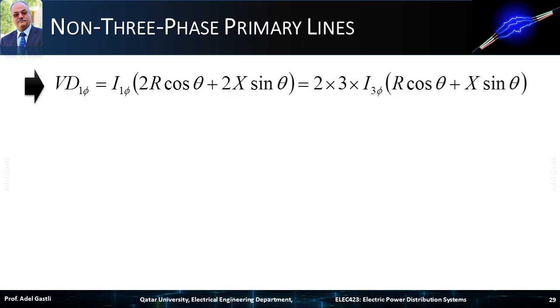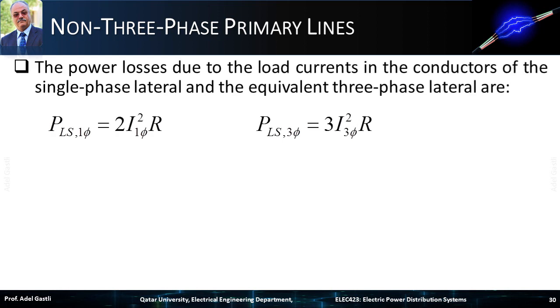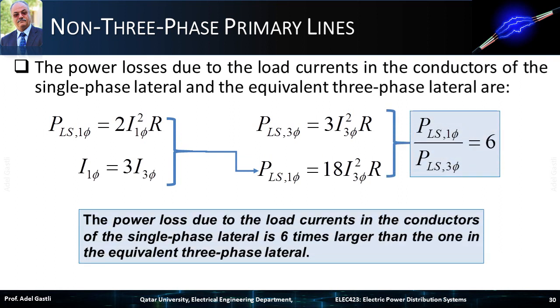Therefore, we can express the voltage drop in the single-phase circuit as shown in this equation, which leads to concluding that the voltage drop in the single-phase ungrounded lateral is approximately 6 times larger than the one in the equivalent three-phase lateral. Now, comparing the power losses in the two circuits, and considering their currents relation, we can conclude that the power loss due to the load currents in the conductors of the single-phase lateral is 6 times larger than the one in the equivalent three-phase lateral.